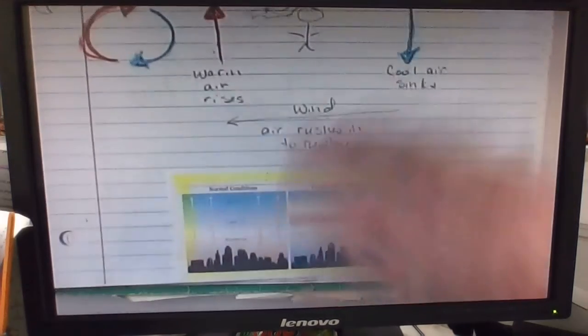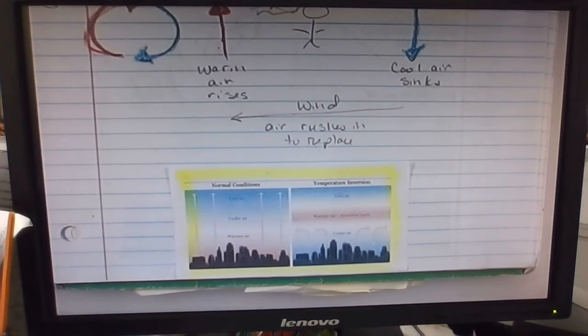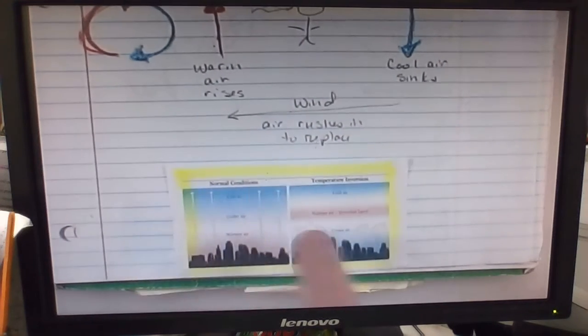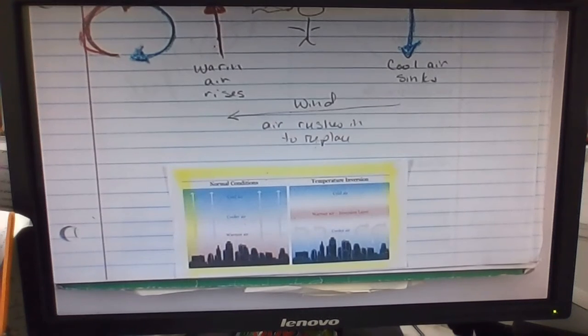Yep, this gets taped in, put it underneath wind, so that helps you. Get you a third different color highlighter, highlight temperature inversion, and then box in your picture that represents temperature inversion.